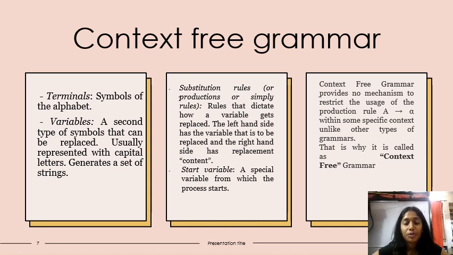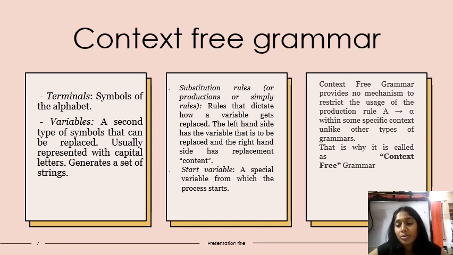Context-free grammar consists of the following components. Terminals. Terminals are the set of symbols or alphabets. Variables. A second type of symbols that can be replaced, usually represented with capital letters, generates a set of strings. Substitution rules or productions or simply rules. Rules that dictate how a variable gets replaced. The left-hand side has the variable that is to be replaced and the right-hand side has the replacement content. Next component is the start variable, a special variable from which the process starts.